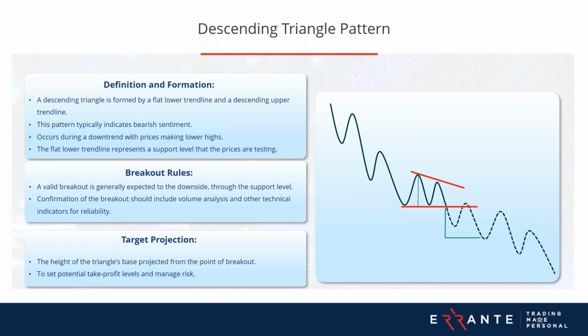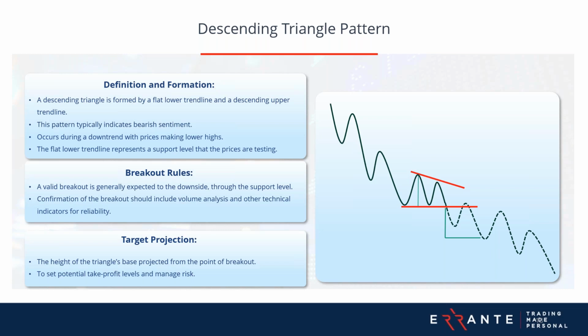Okay, as we continue our examination of continuation patterns, the descending triangle emerges as a critical pattern, often indicative of bearish sentiment in the forex market, characterized by a flat lower trend line and a descending, as you see, upper trend line. The descending triangle signals a potential continuation of a downward trend. This pattern commonly forms during a downtrend, as evidenced by price making lower highs. This suggests that sellers are becoming more aggressive, pushing prices down, while the flat lower trend line indicates a level of support where buying interest is present, but not strong enough to reverse the trend.